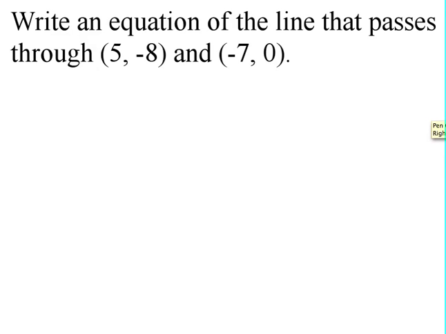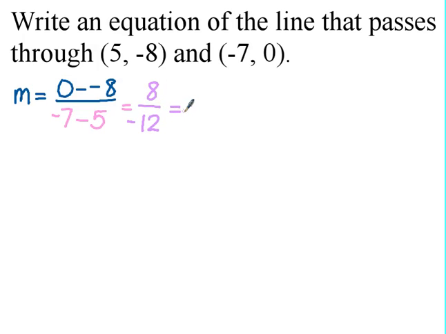So we're going through the point 5, negative 8, and negative 7, 0. What's my first step? Find the slope. Yep, so I get 0 minus negative 8 over what? Negative 7 minus 5, in unison. Okay, so here we go. 0 minus negative 8 is 8. Negative 7 minus 5 is negative 12. So here I get something a little bit interesting because I don't get a whole number.